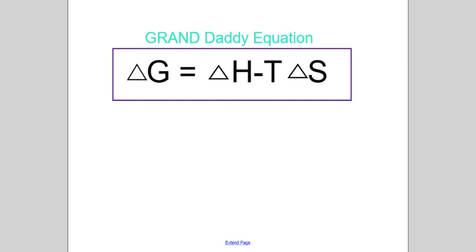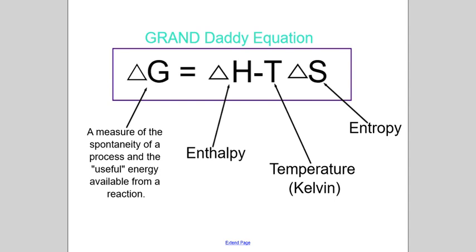Okay, so this brings us to the granddaddy equation for this. You will see this equation a lot. You will use it a lot, so get really familiar with it. Delta G equals delta H minus T delta S. So delta G again is that free energy, the useful energy available from a reaction, and it is going to equal the enthalpy of that reaction minus temperature in Kelvin times entropy, so the chaos of the reaction.